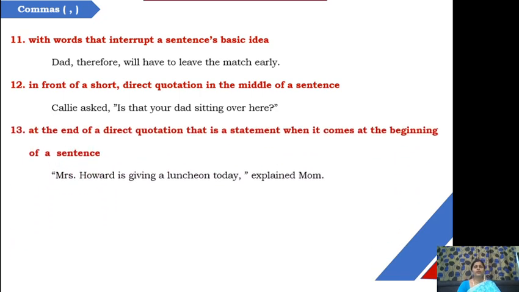At the end of a direct quotation that is a statement, when it comes at the beginning of the sentence: "Mrs. Howard is giving a luncheon today," explained Mom. So here, at the end of a direct quotation also we have to use a comma when it comes at the beginning of the sentence.